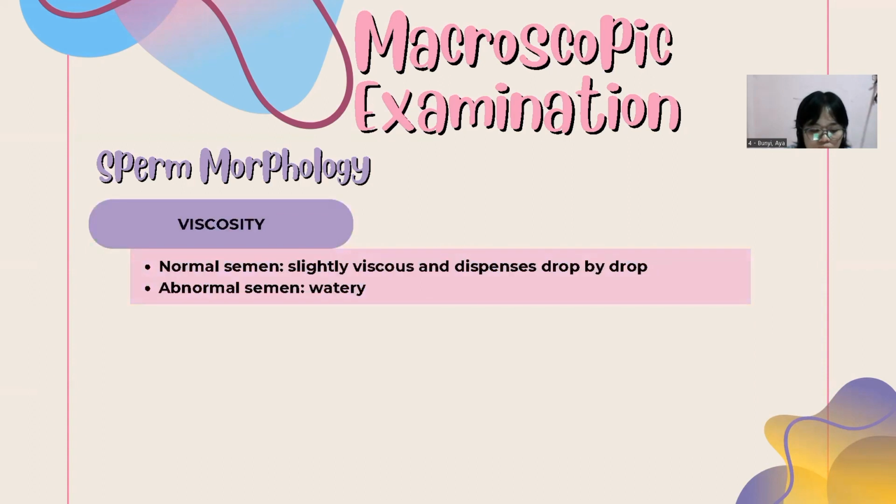For the viscosity, viscosity may be assessed while measuring specimen volume or when pipetting the specimen for other tests. Slightly viscous and dispensed drop by drop would be normal semen, and watery would be considered abnormal semen. Increased viscosity is demonstrated by the formation of a thread when the specimen is dispensed from a pipette.